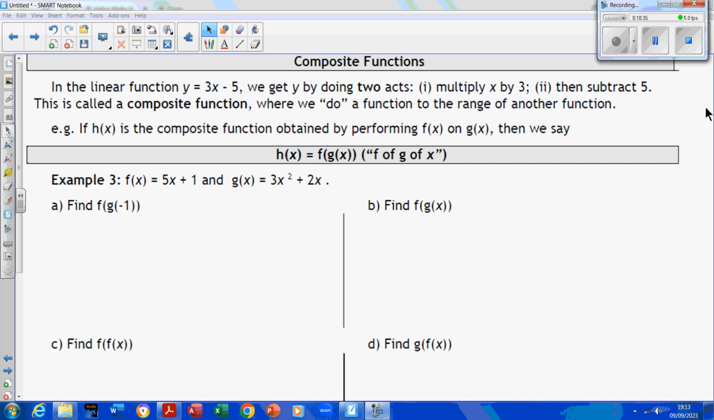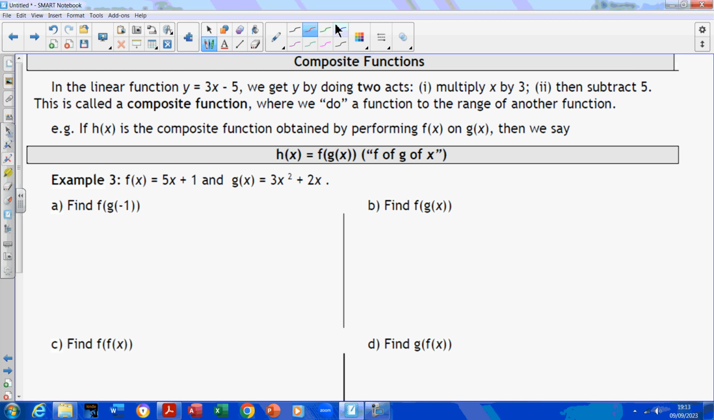Because you're doing two things, we're saying that this is a composite function. It's composed, it's made up of two different things. So what we want to do is combine those two things together and get a wee formula for doing that. So in this first one down here, we've got f(x) is 5x plus 1 and g(x) is 3x squared plus 2x.